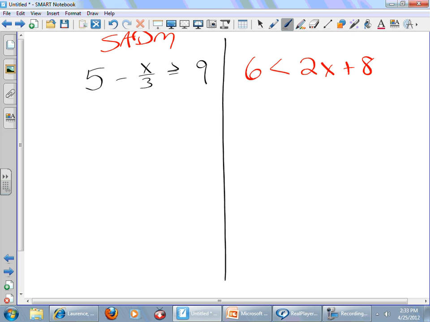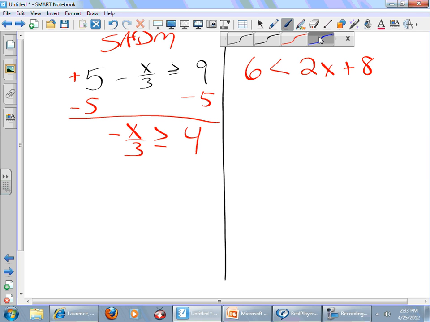On this first one, remember, we're going to listen to Saddam. Okay. I know I have to get x alone. I know I have a 5 attached by addition because the 5 is positive. The 3 is attached by division. And so Saddam tells me to get rid of the addition first. So I will get rid of the addition. And I'll have negative x over 3 greater than or equal to 4.